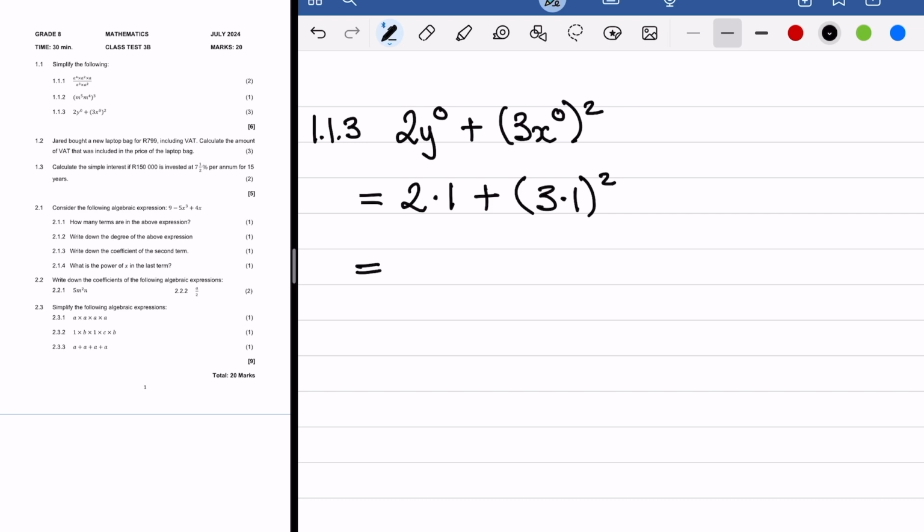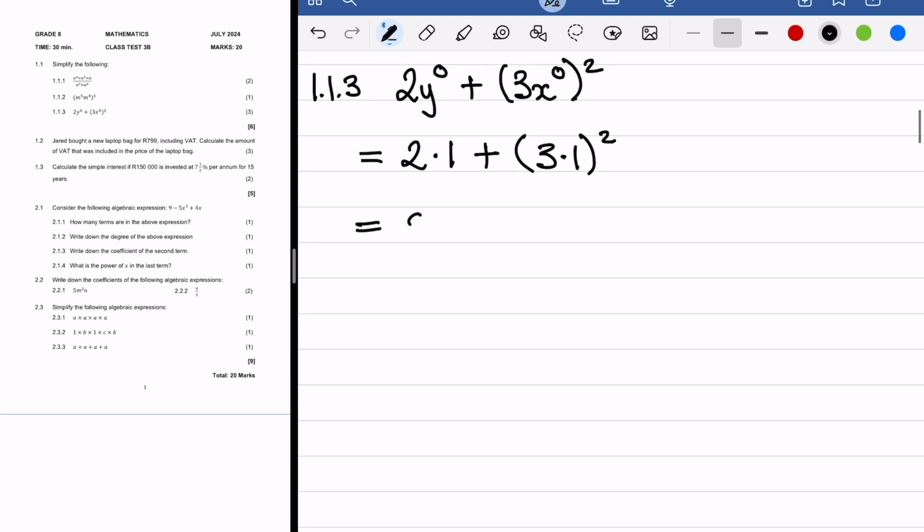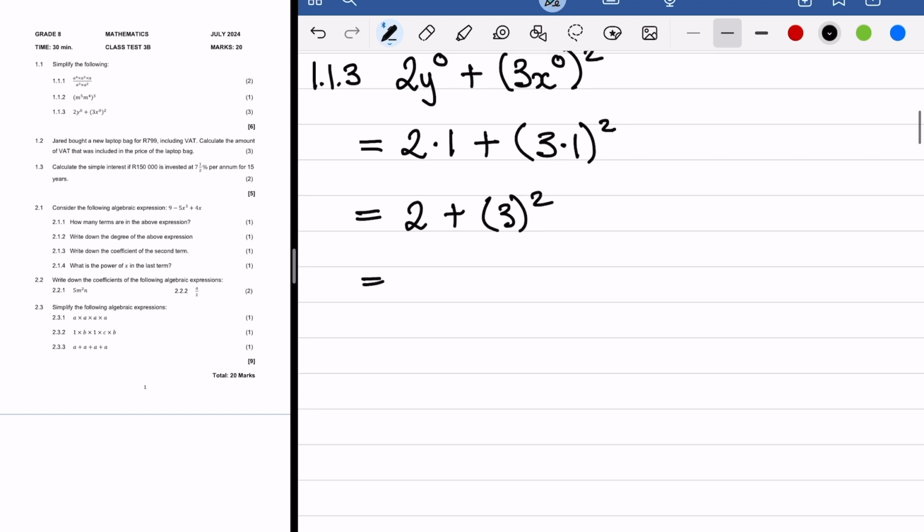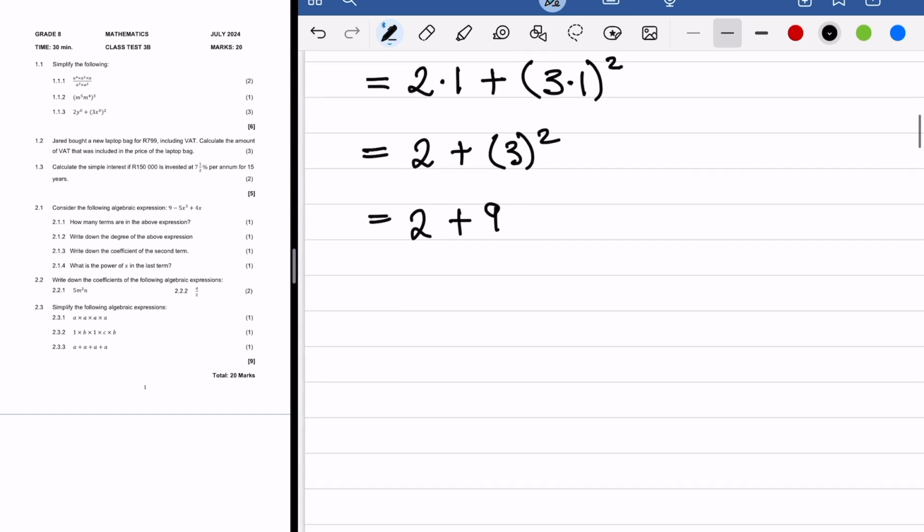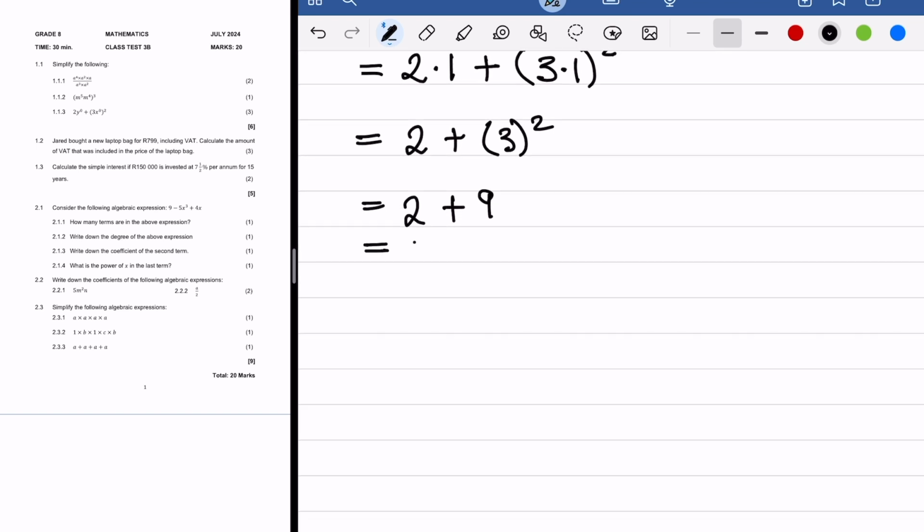I simply now have numbers. I've gotten rid of all the variables because of that power of 0. So this simplifies to 2 plus, that's 3 in the brackets, to the power 2. So that is 9. 3 to the power 2 is 9. And that simplifies to the 11.